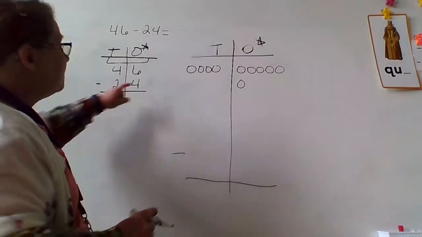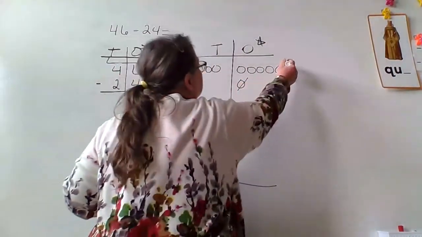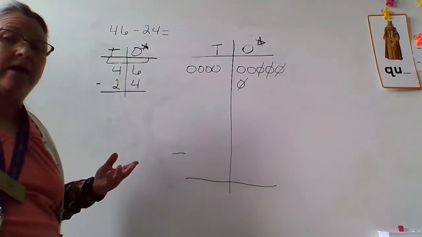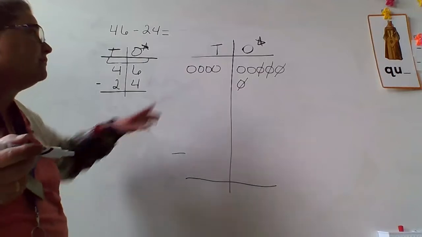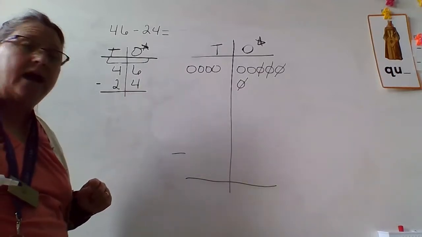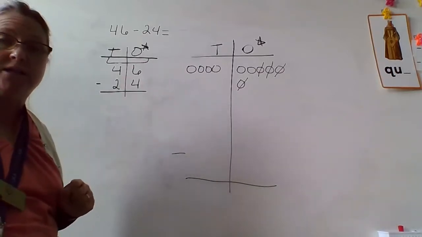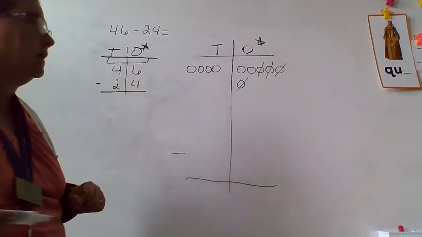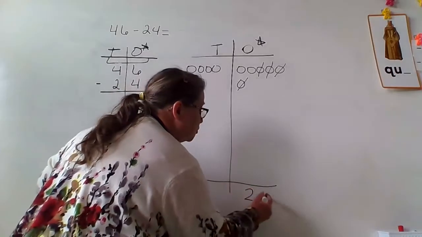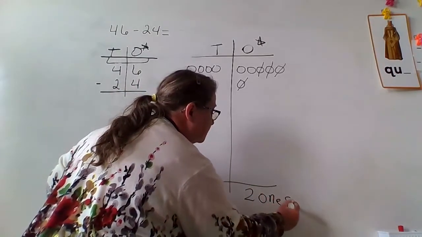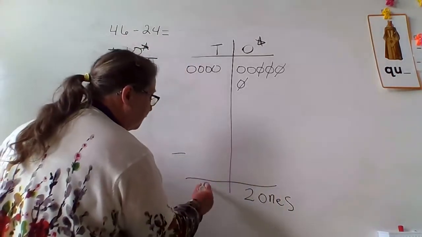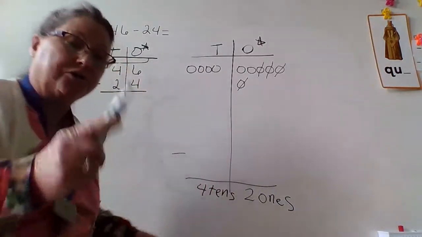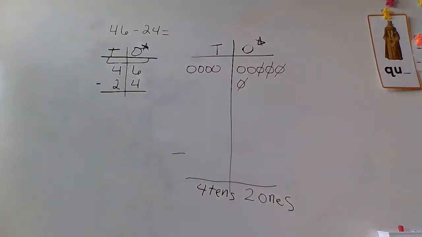So, I have 4. I can go 1, 2, 3, 4. And I still have some left. So I did not have to borrow any 10s. I did not have to cross out a 10 and get 10 ones because I could take 4 from 6. Okay? I have 2 ones left. Okay? And 4 10s. Hey, I want you to work on letter C.